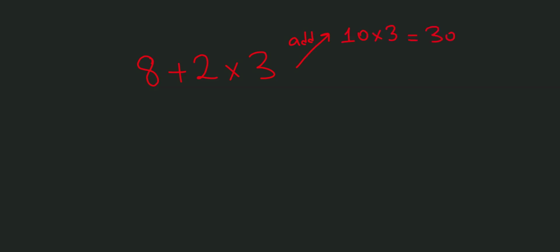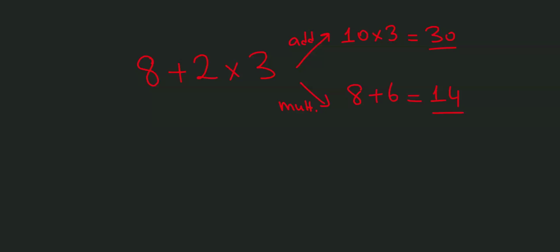On the other hand, let's say we start with the multiplication. So 2 times 3 is 6, and 8 plus 6 equals 14. So if you start with addition, you get 30. If you start with multiplication, you get 14. So you see that it depends on which operation you start with, and you will get completely different answers. So it's very important to follow the order of operations in this type of expressions in algebra.